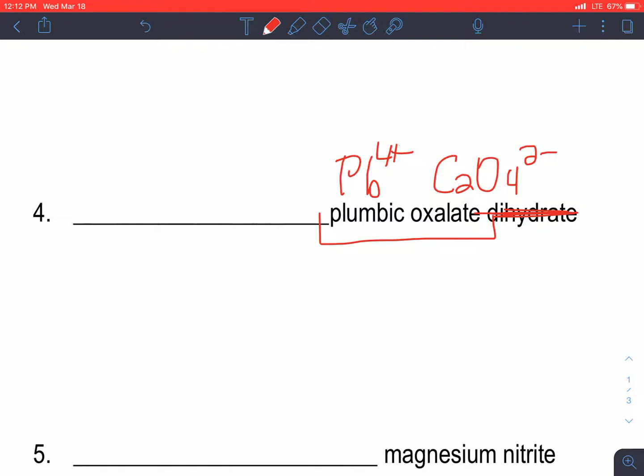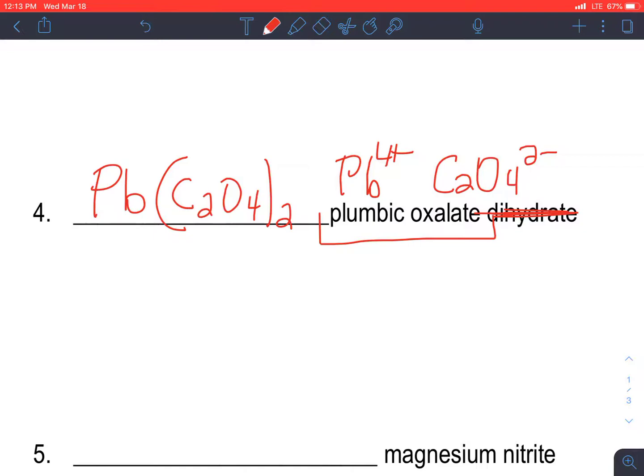Now remember when you put this compound together, it's a matter of balancing the charges. We have a 4+ ion here and a 2-. You can do the crisscross, but if you do the crisscross method, make sure that you reduce. If not, we just want to balance the overall charge. So we need 1 Pb ion for every 2 oxalate ions. Because oxalate is a polyatomic ion, we do need to put it in parentheses, and since we need 2 of those, the 2 goes outside.